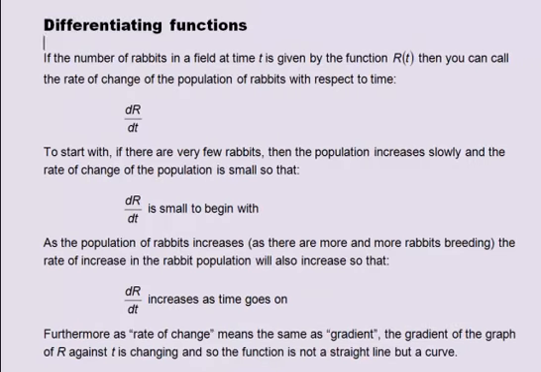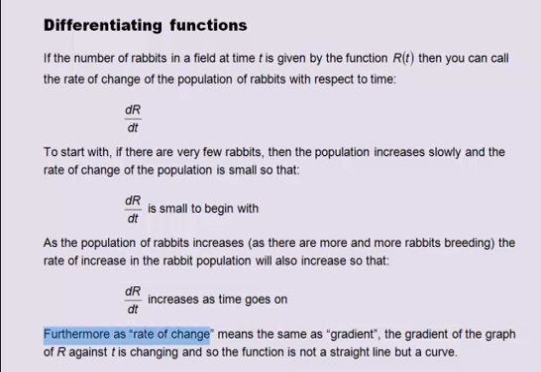Differentiating functions. If the number of rabbits in a field at time t is given by the function r of t, then you can call the rate of change of the population of rabbits with respect to time dr by dt. To start with, if there are very few rabbits, then the population increases slowly and the rate of change of the population is small, so that dr by dt is small to begin with. As the population of rabbits increases, as there are more and more rabbits breeding, the rate of increase in the rabbit population will also increase, so that dr by dt increases as time goes on.